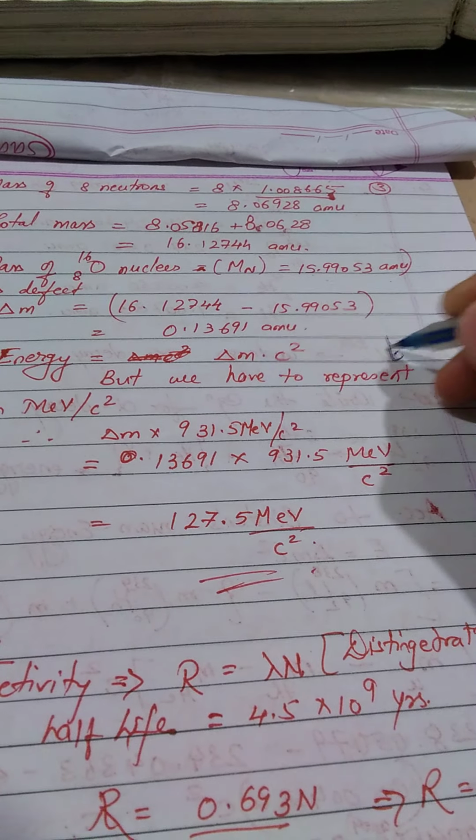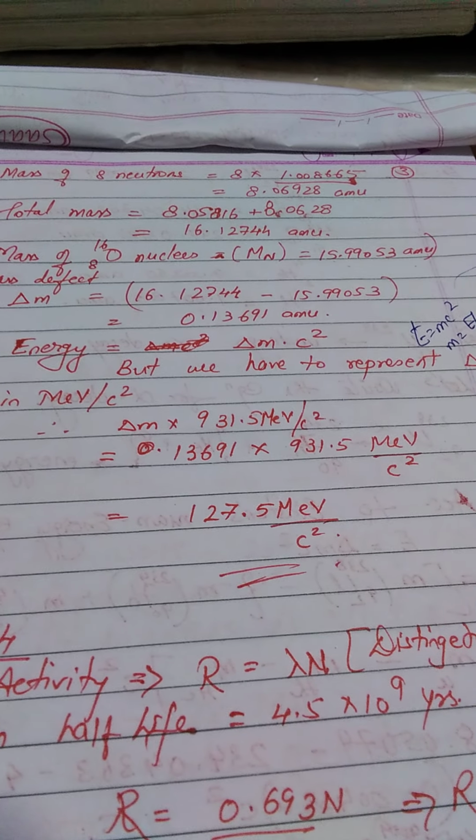So energy is given in mega electron volt per c square. In this way, if I have to represent it, then the mass energy can be written as del m c square. So that del m is how much? Del m is this value multiplied by the energy, that is 931 MeV, the mega electron volt upon c square. On multiplying, we are getting 127.5 mega electron volt upon c square.